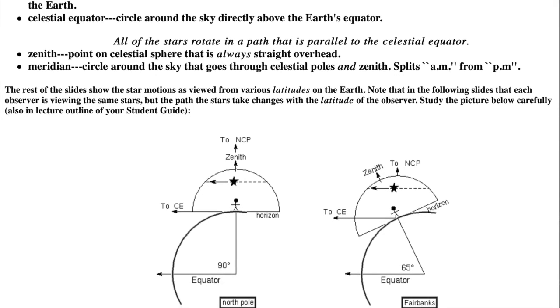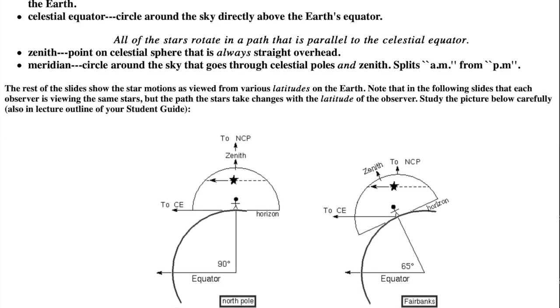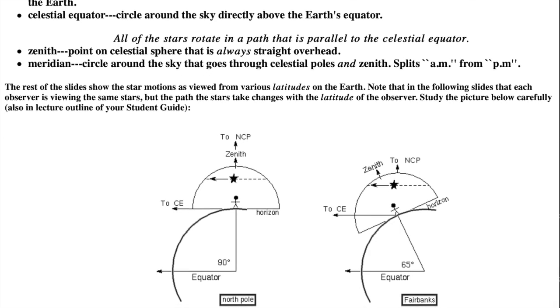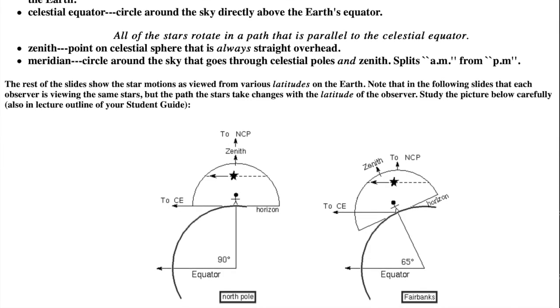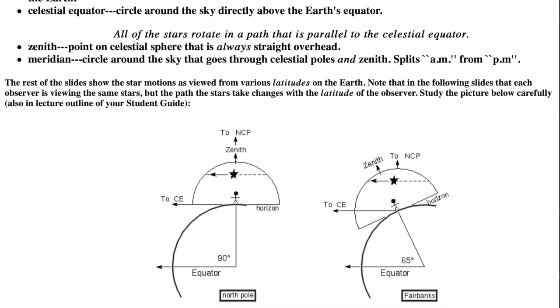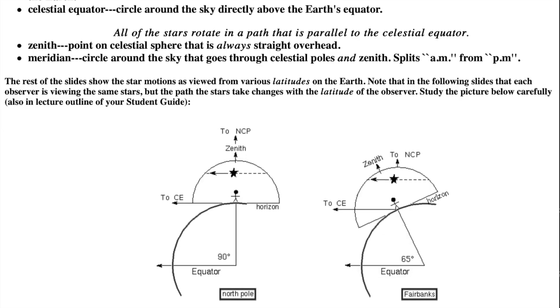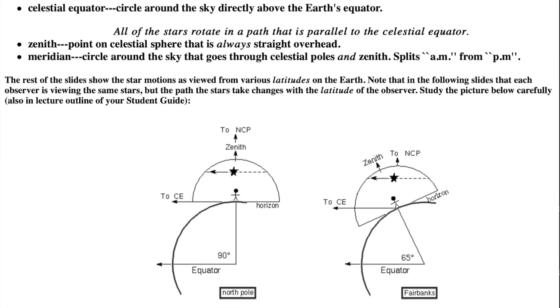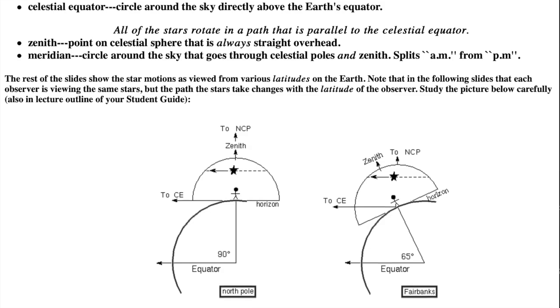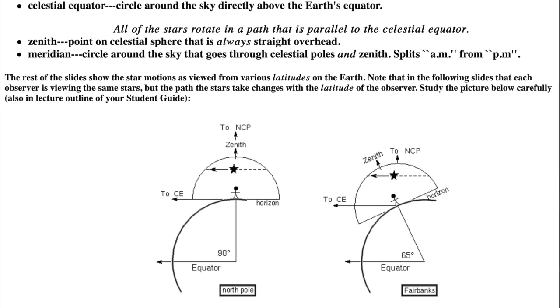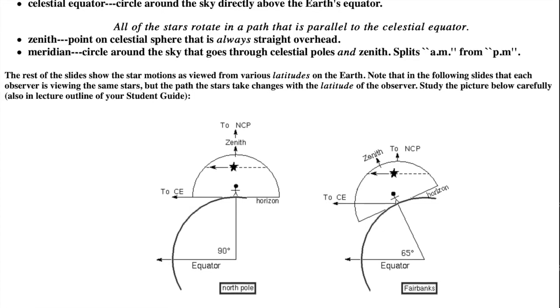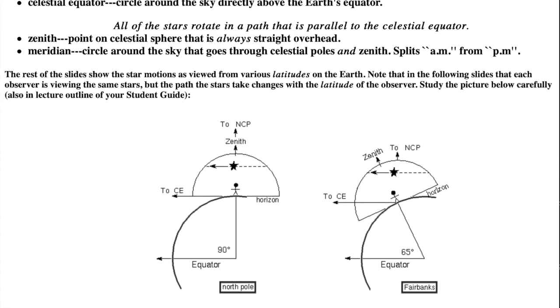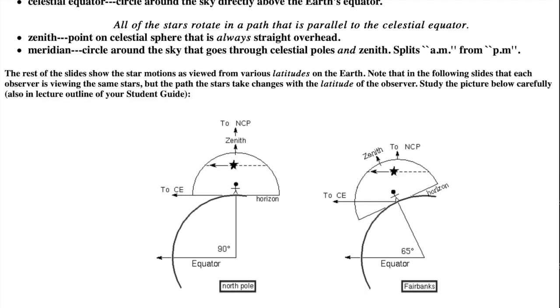Both the celestial poles and celestial equator are fixed markers on the celestial sphere, but the other two reference markers, the zenith and meridian, depend on your observation location. The zenith is the point on the celestial sphere that is always straight overhead. It is always 90 degrees above the horizon, and you can't get any higher than the zenith. The meridian is the great circle around the sky that goes through the celestial poles, the north and south points on the horizon, and the zenith.